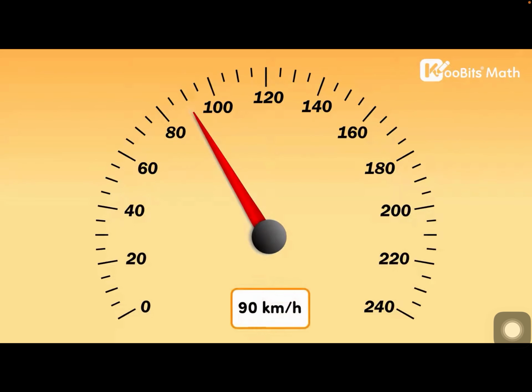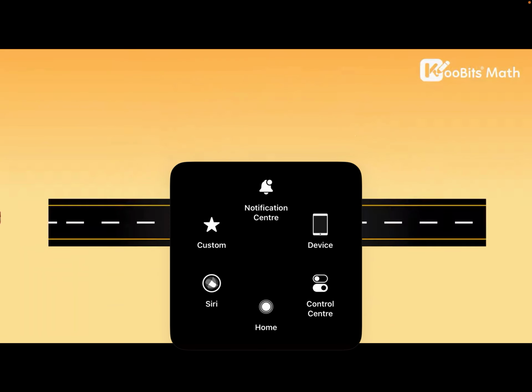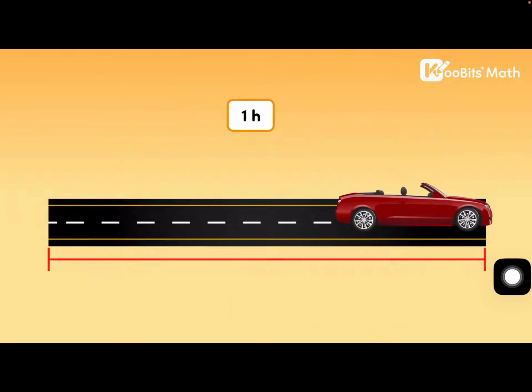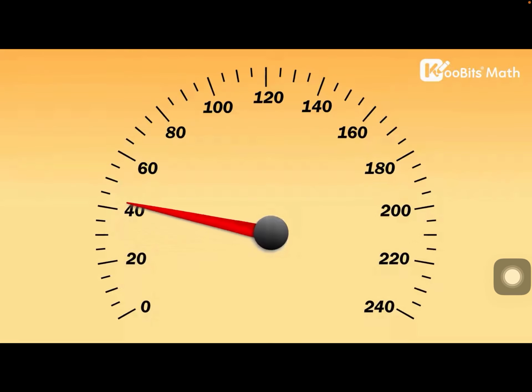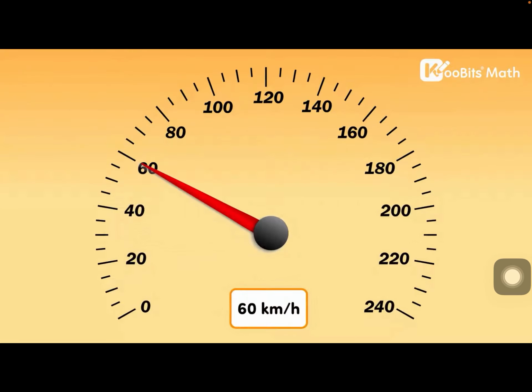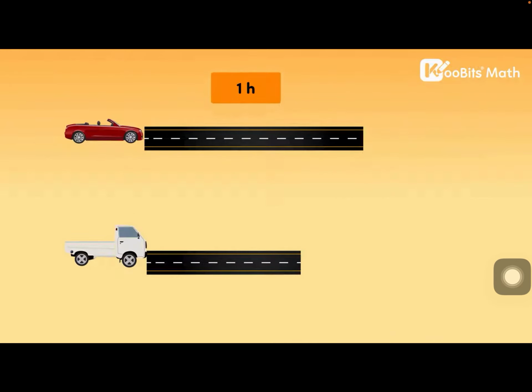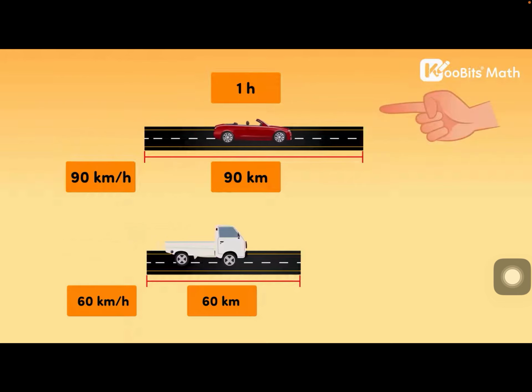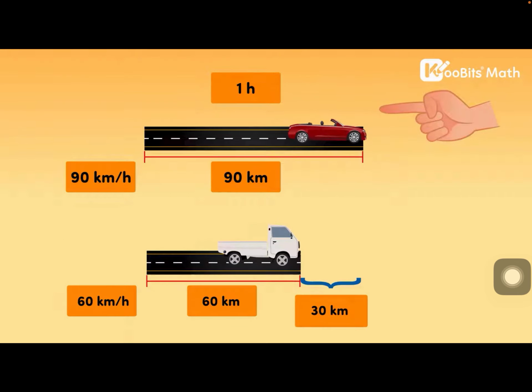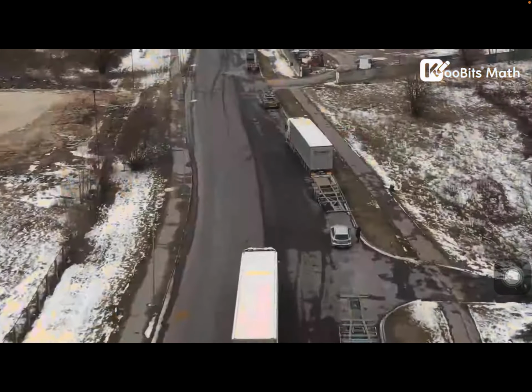This sports car is traveling at 90 kilometers an hour. What does that mean? That means in 1 hour, the car travels 90 kilometers. Now let's compare this with a truck going at 60 kilometers per hour. Which is faster? That's right, the sports car is faster. With the same duration of 1 hour, the sports car travels 30 more kilometers than the truck.